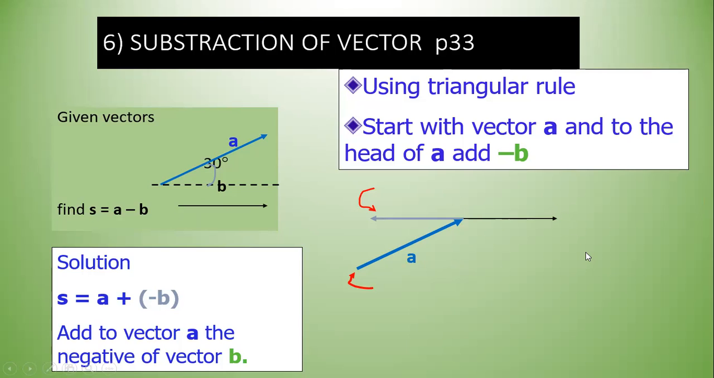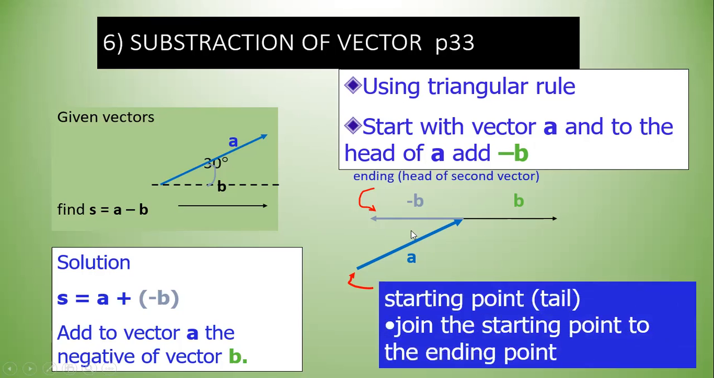No, we don't want that. We want minus B. That's your minus B. So that's where we start, that's where we end, at the head of the second vector. So we join from where we start to where we end. That's the resultant, or S, S for subtract. The resultant vector represents these two vectors, A minus B.